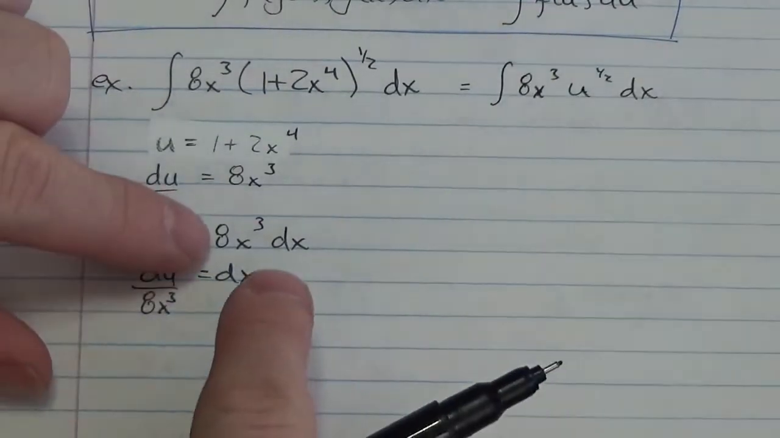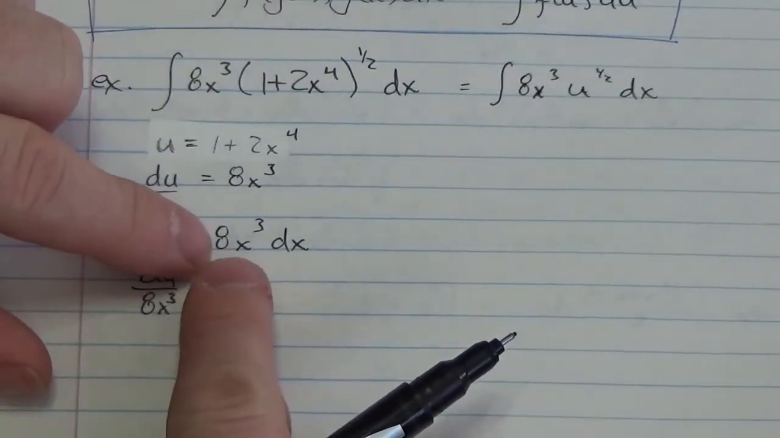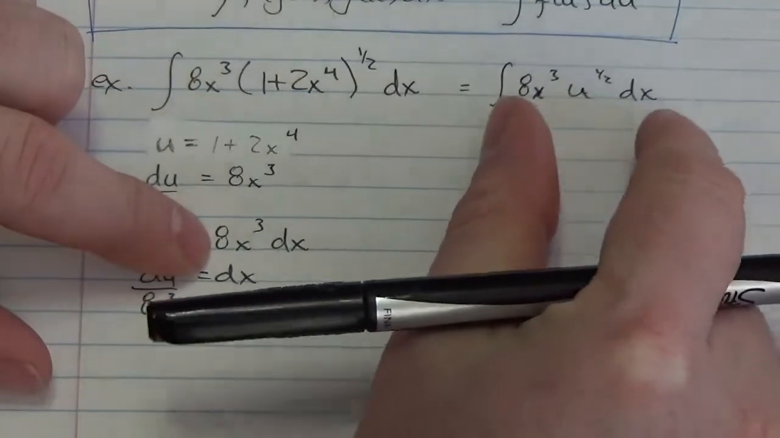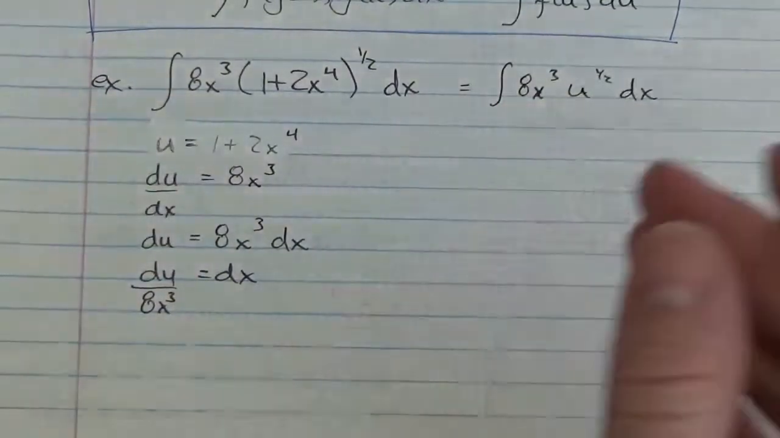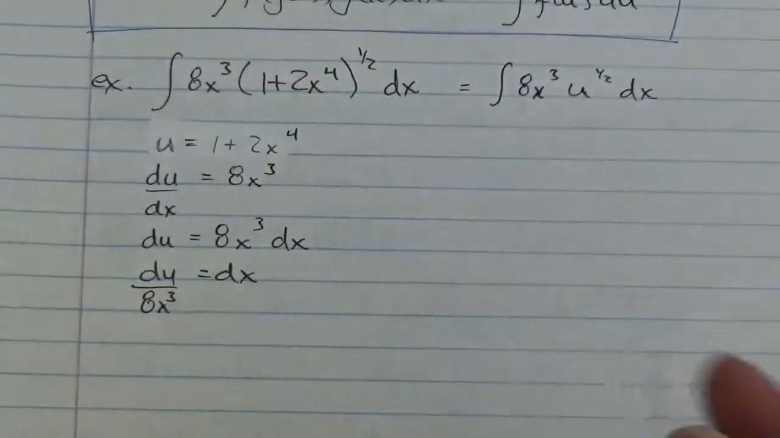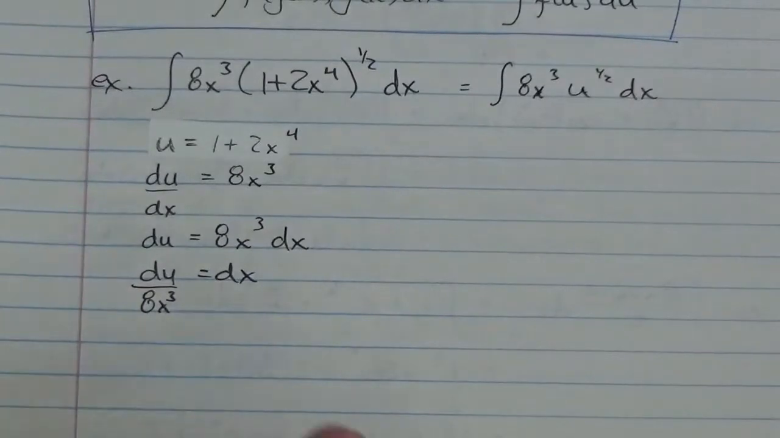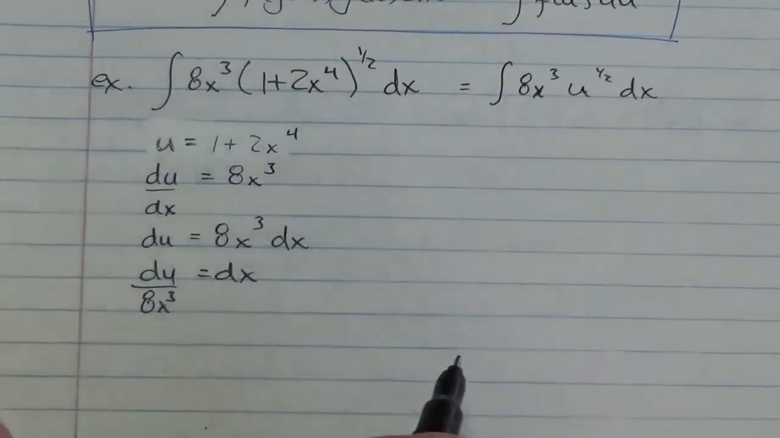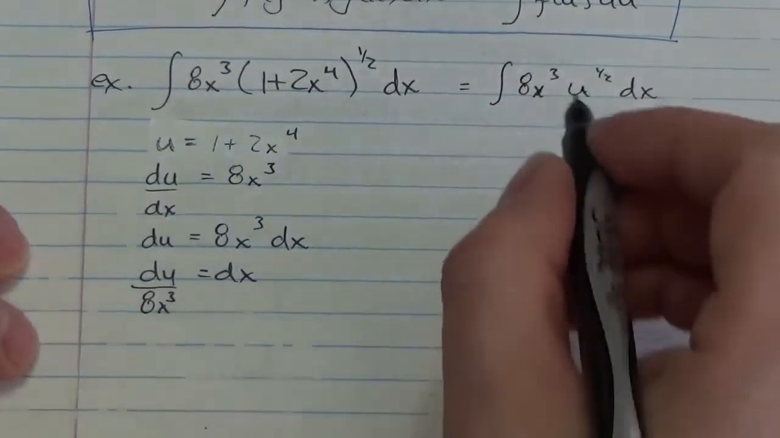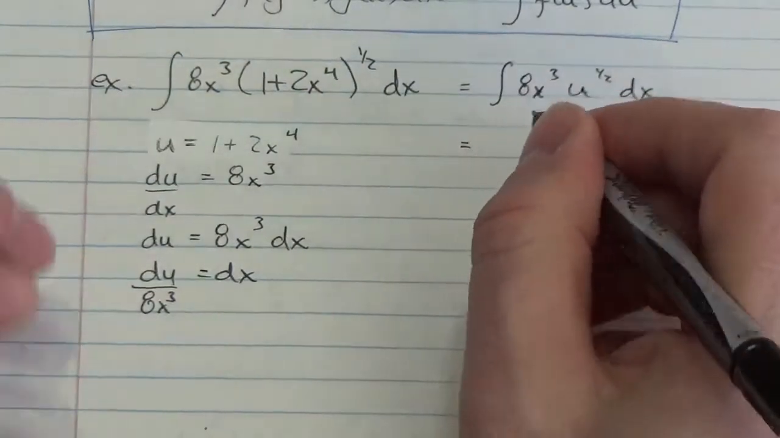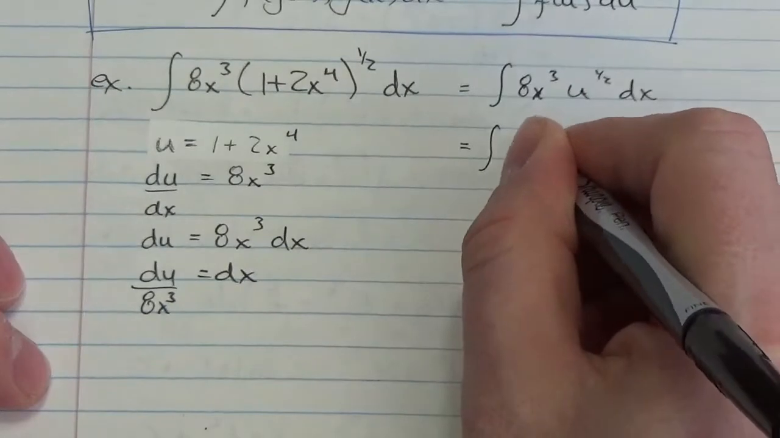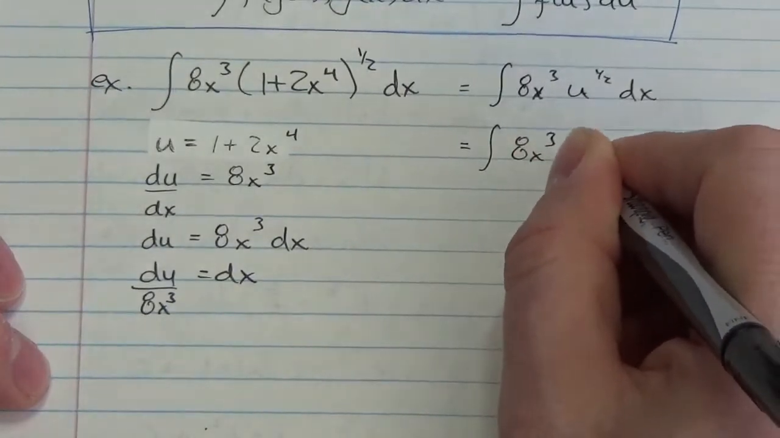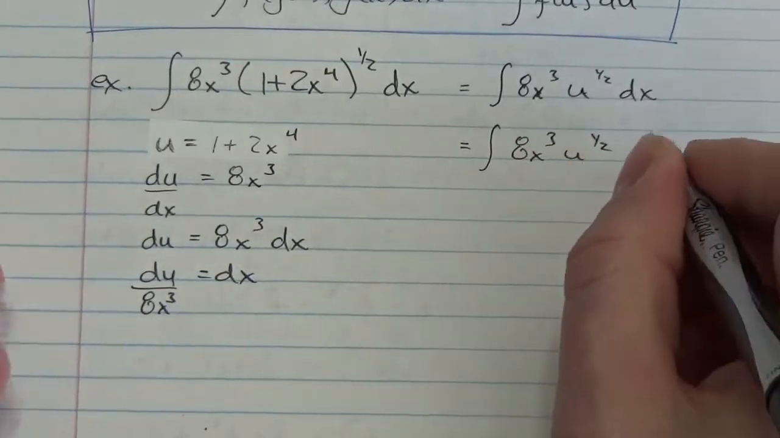Now sometimes you'll see people take this and say, oh, I've got an 8x cubed here, dx, I've got an 8x cubed there, dx, and then they will make a substitution right there to cancel. I don't like doing that because sometimes the coefficients don't match and it's a little harder for me to see. So what I do is I just kind of blindly jump ahead here and make this substitution, and then I react to what I've got left over.